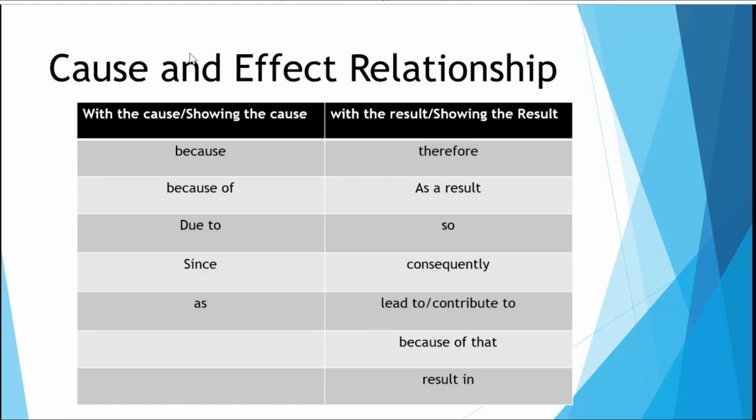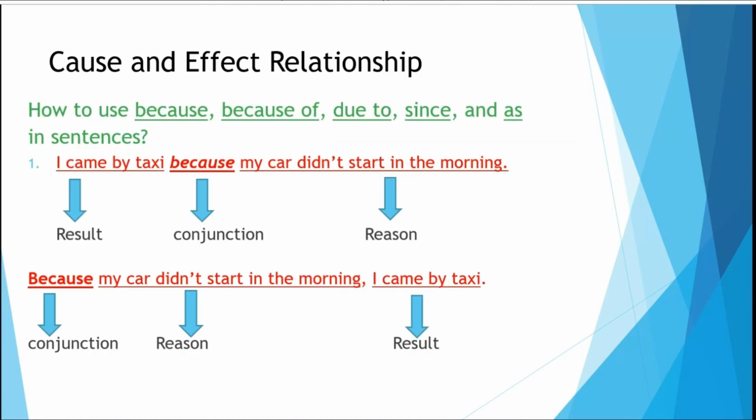If you look at this table, I have already used them in two columns, like because of, due to, since, and as, showing the cause or the reason of something in a sentence. On the other hand, these are the words or phrases showing the result in sentences. Let's move on to the next slide.